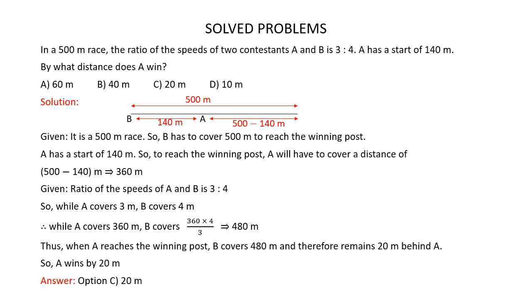Now we know that B has to cover 500 meters to reach the winning post. This means that B is 20 meters behind the winning post. So when A reaches the winning post, B covers only 480 meters and is therefore 20 meters behind A. So A wins by 20 meters. The correct answer is option C, 20 meters.